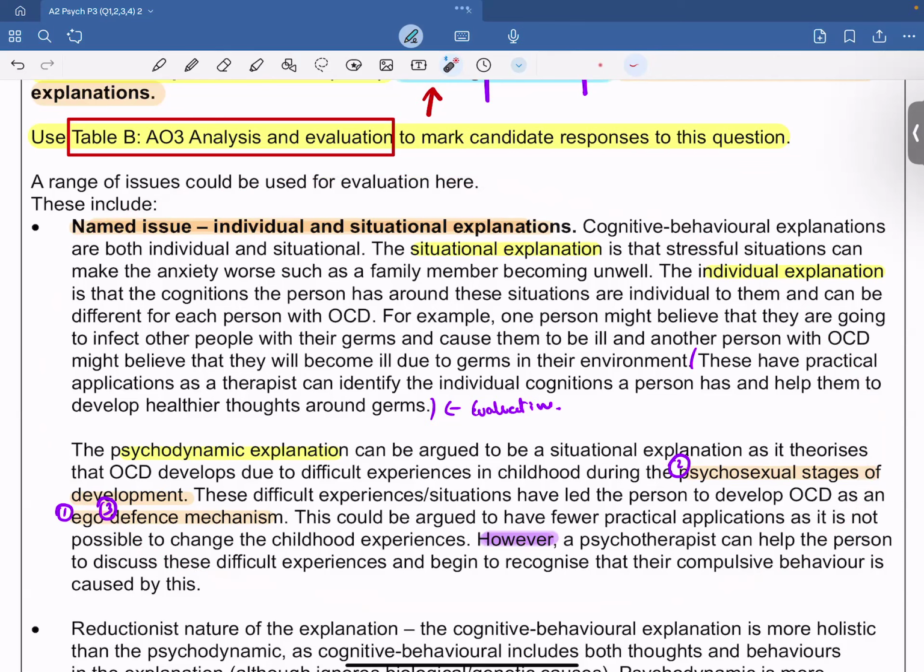Now, if I give you a quick sum up of what we just did, we spoke about the individual explanation, and then we moved on towards the situational explanation. The individual explanation over here claimed that the cognitive and psychodynamic explanations emphasize internal factors, right? Remember, your internal factors could be your thoughts, your thought patterns, or for that matter, your unconscious conflict.